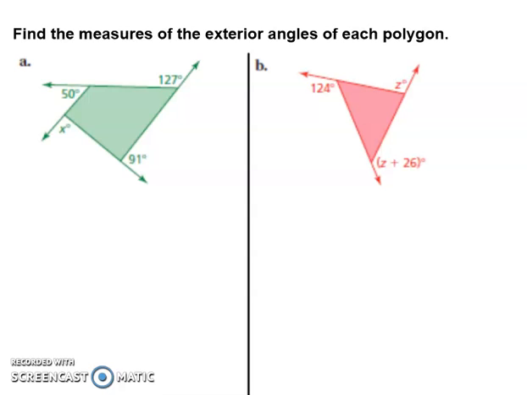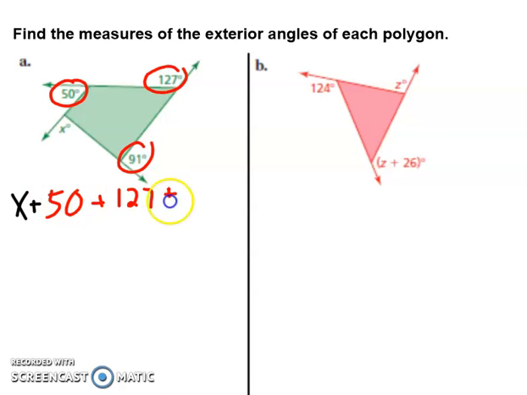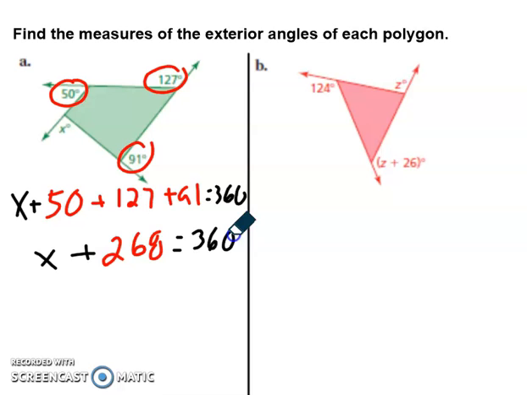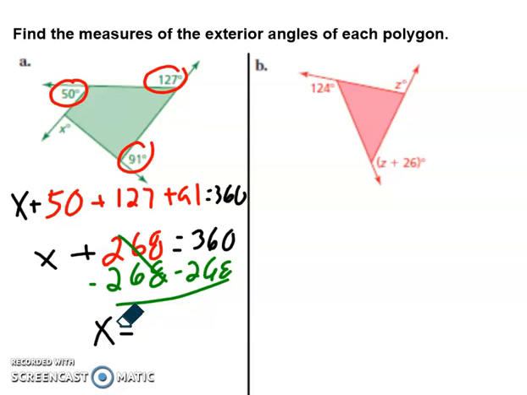So all we need to do is just take X, add it to 50, add it to 127, add it to 91, and that's going to be equal to 360 degrees. So we have X plus 50 plus 127 plus 91, and that's equal to 360. If I combine my like terms here, 50 plus 127 plus 91 gives 268. That's equal to 360. And now to get X all by itself, we subtract 268 on both sides, and we get that X is equal to 92.